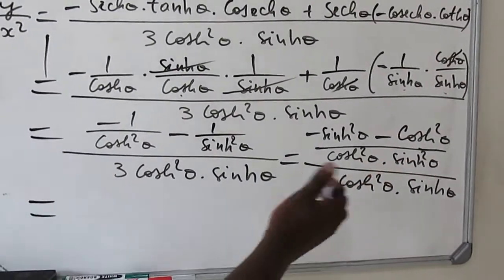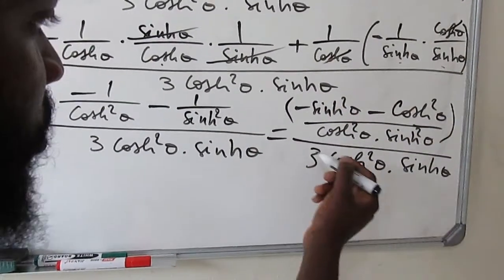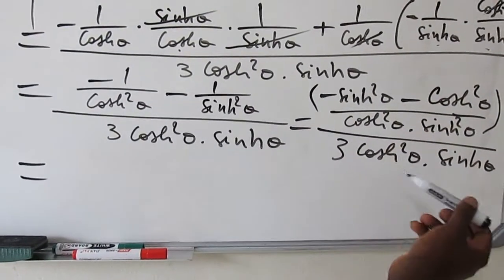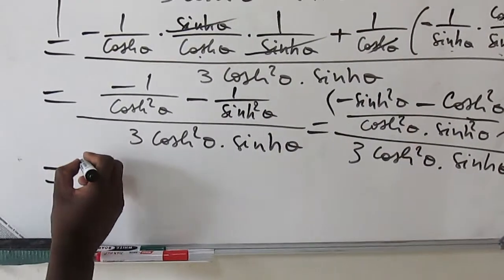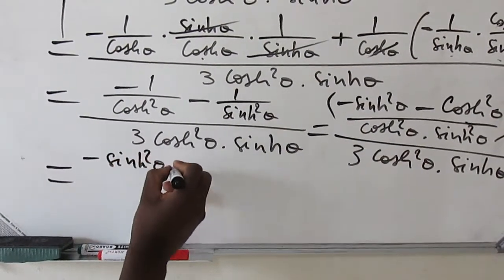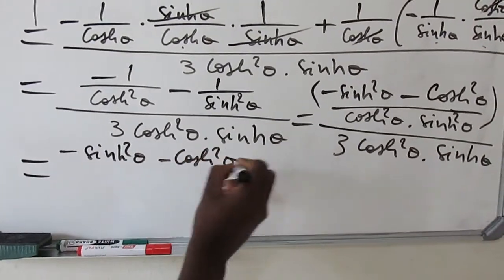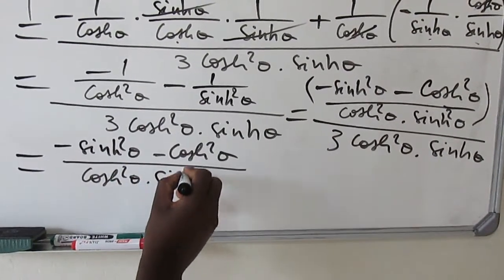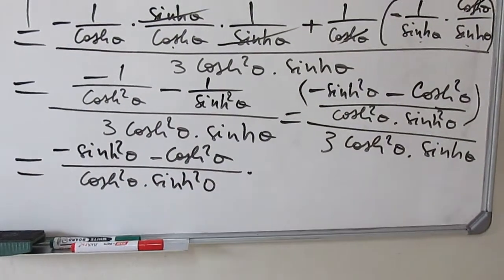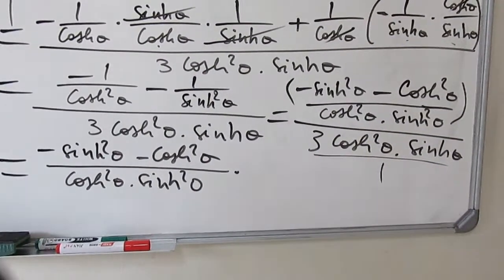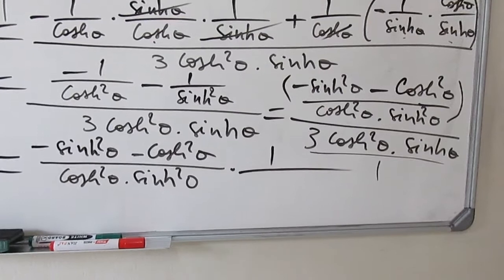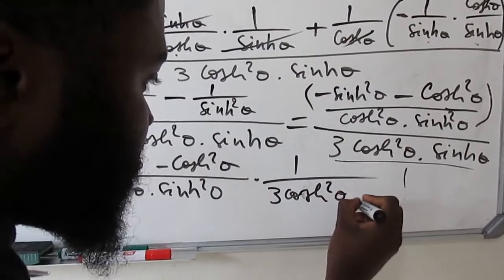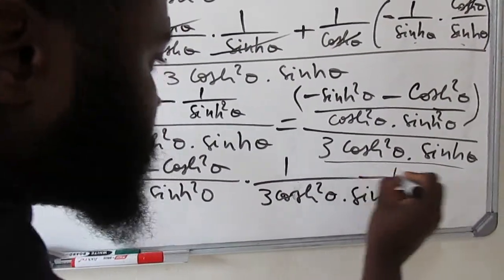Here, this is the fraction. When we are dividing a fraction by another fraction, we take the first fraction and multiply it by the second reversed, right? So here we have minus sinh squared of theta minus cos squared of theta over cos squared of theta multiplied by sinh squared of theta. Then we multiply by what? Let's assume that here there is 1. So we are going to inverse this. It's going to be 1 over 3 cos squared of theta multiplied by sinh of theta.